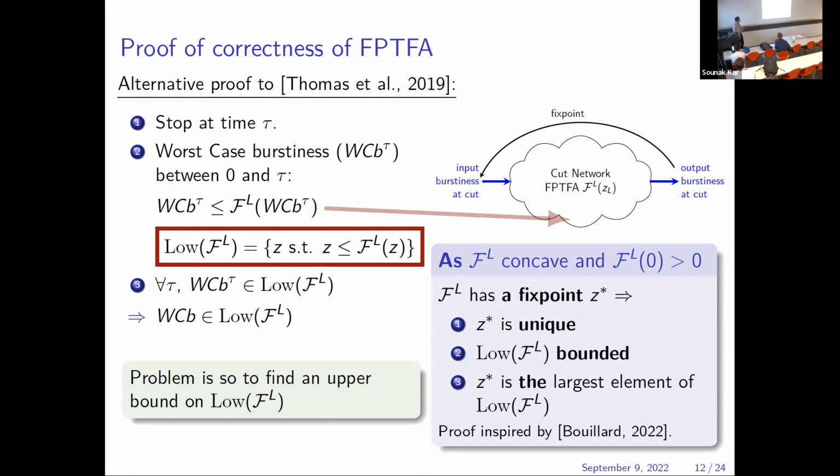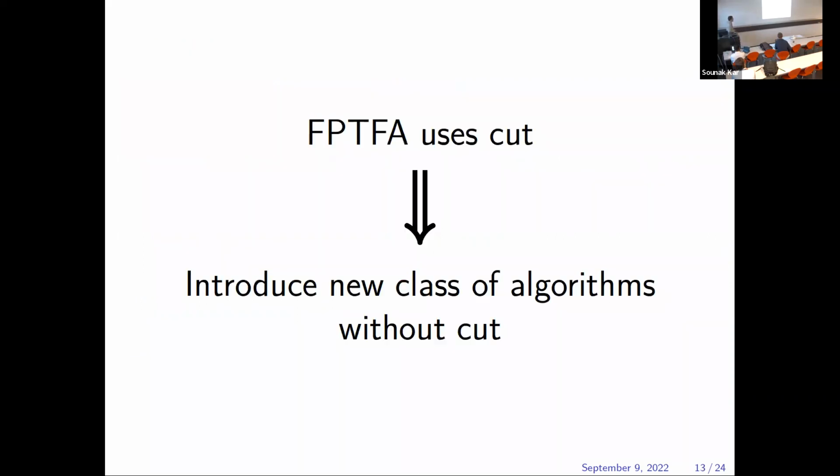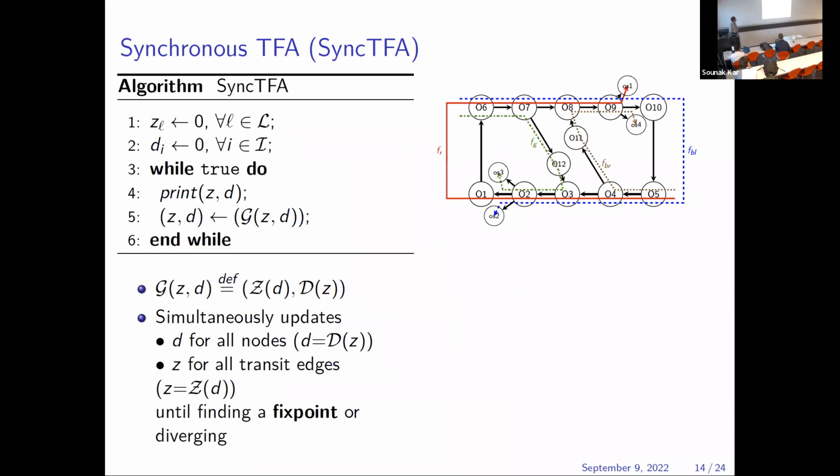So this proof will also be used for the next slide. We see that FPTFA uses cut, and gives us a valid delay bound. And now we will introduce a new class of algorithm that does not use cut. We introduce this algorithm, which is called synchronous TFA.